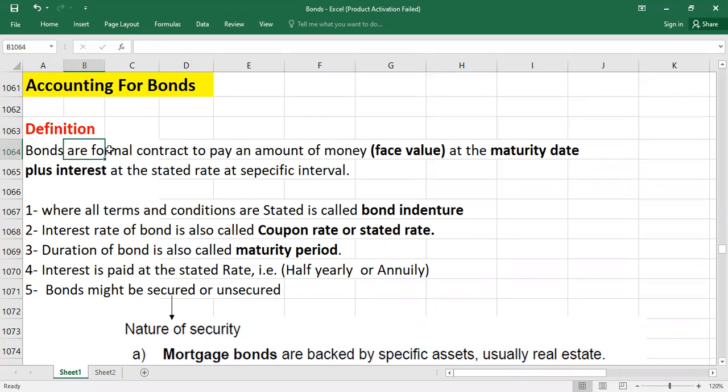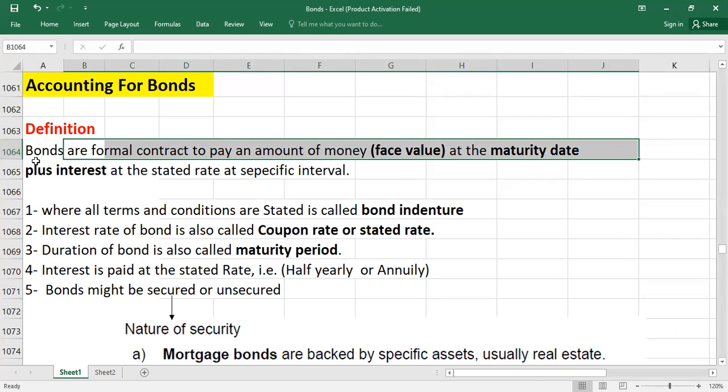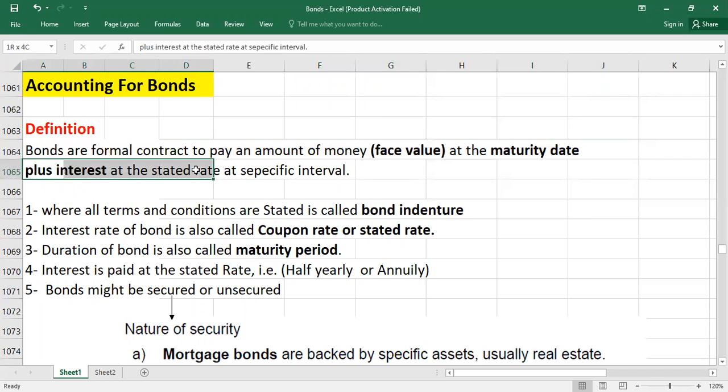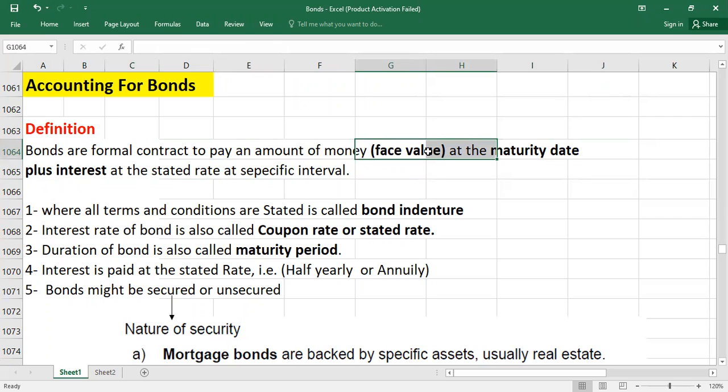Actually, a bond is a formal contract to pay an amount of face value at maturity date plus interest at a stated rate at specific intervals. So let's have a look. Let's understand first what these words are. Face value means it is also called par value. It is also called nominal value, which is mentioned on the face of the bond.